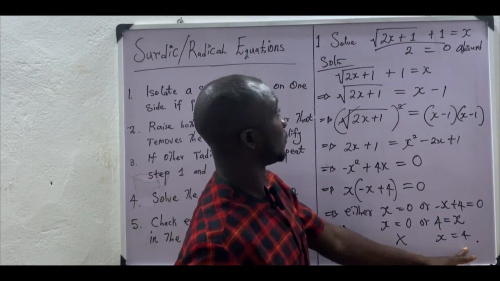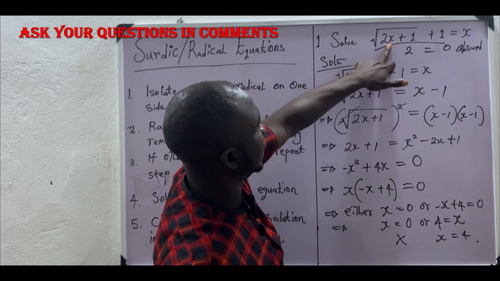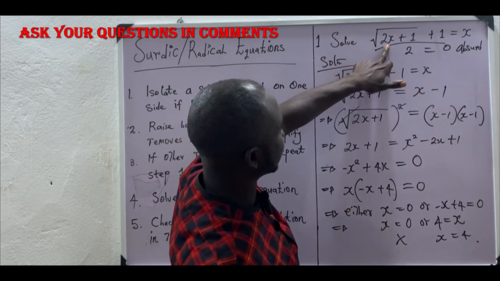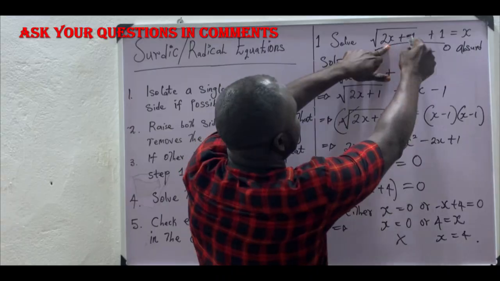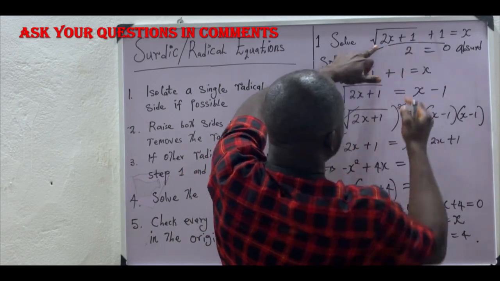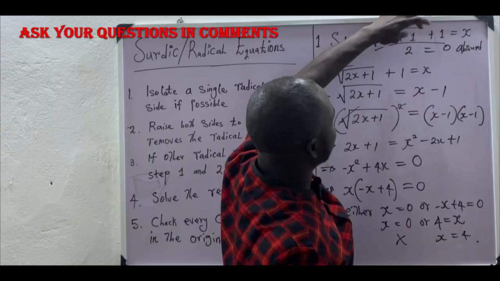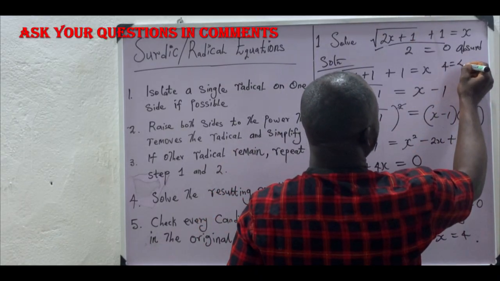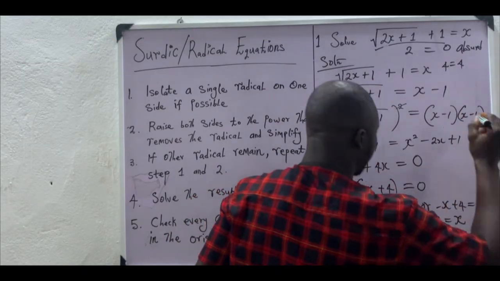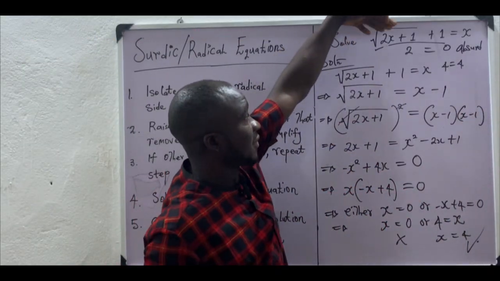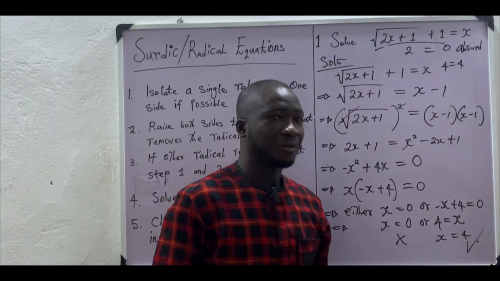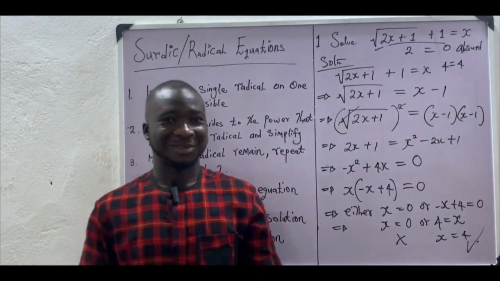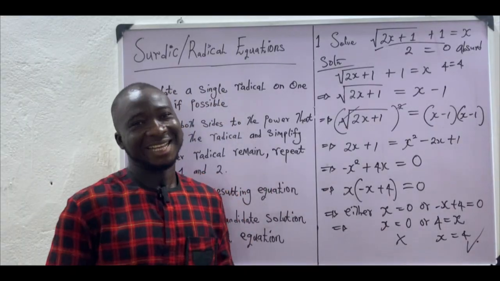And if x is equal to 4, that means I'm going to replace x here with 4. Then I'm going to have 2 times 4, which is 8. Then 8 plus 1, which is 9. Then the square root of 9 is 3. Then 3 plus 1 is 4. And so we are going to get that 4 is equal to 4. Therefore, the only solution of x that will satisfy this equation is x equals 4. This is how you solve surdic equations. See you in the next lesson.